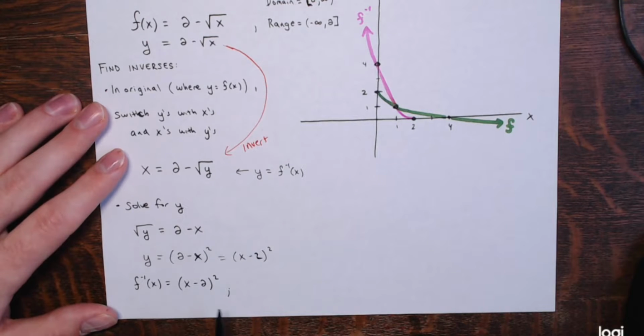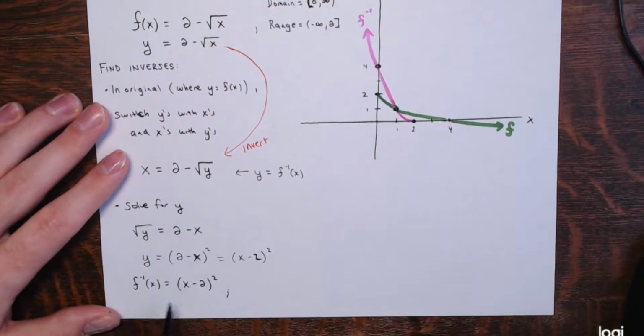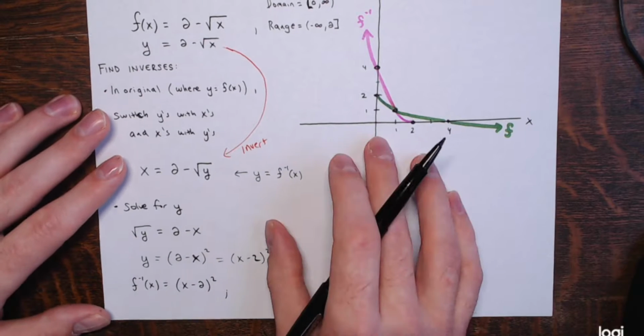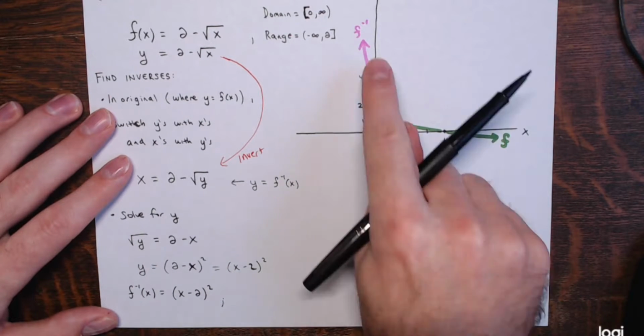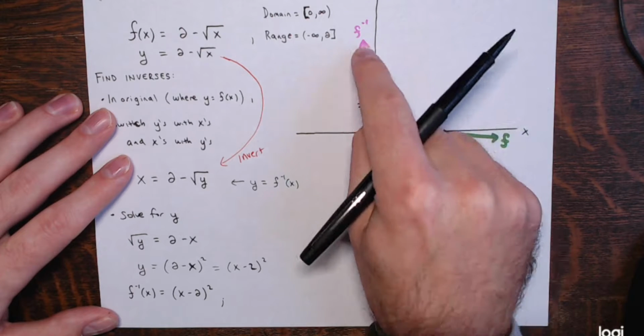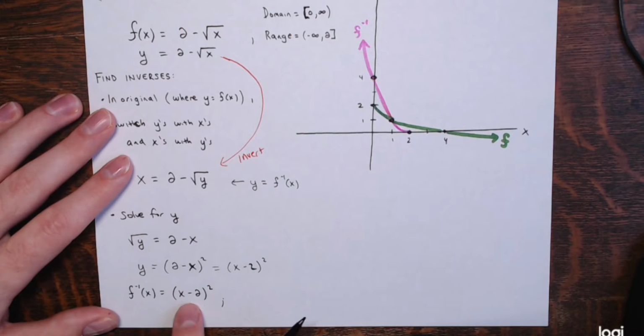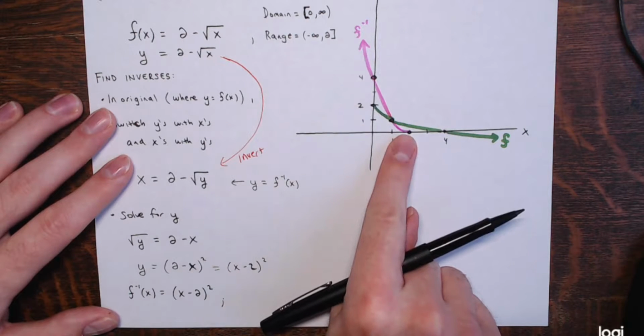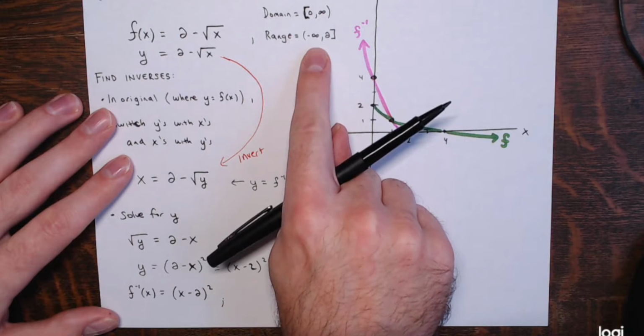This is the equation for our inverse, but you've got to be careful. We have to make sure the domain and range match up. Look at my pink graph here. The graph of the inverse, if you were to look at the entire graph, would be a whole parabola. But we don't have the whole parabola. We only have the part of it with this domain and range switched up.